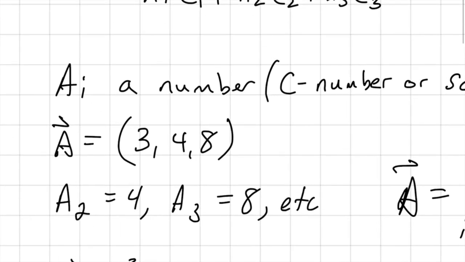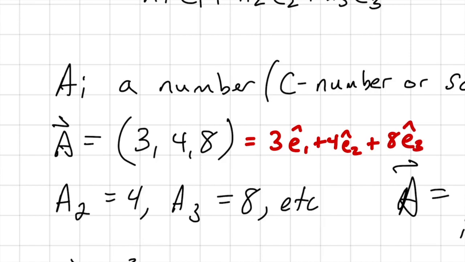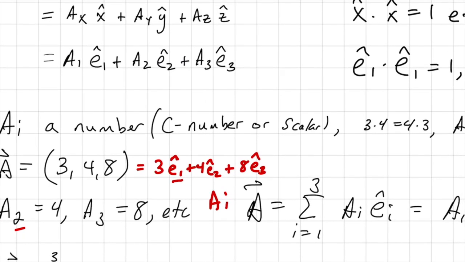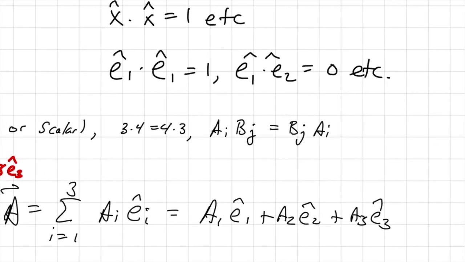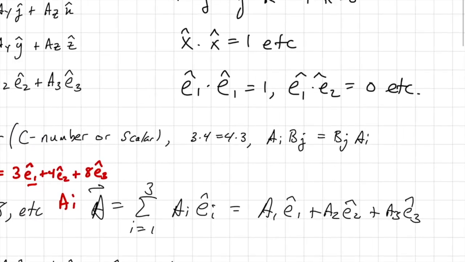All right, so let's imagine you had a particular vector written as 3, 4, and 8. A2 would be 4, A3 would be 8, etc. There's really nothing happening here that's any different. Just for absolute clarity, you could also write this as 3 E1 hat plus 4 E2 hat plus 8 E3 hat. Now, I want to stress that while A2 or A3 or even AI is simply a number, E1 is not a number. That's actually a vector. So that's why we put the little hat on top to remind us. So I could write A in this form here as a sum. So vector A is written as a sum of AI, EI, where if I just write that out explicitly, I get A1, E1, A2, E2, A3, E3, just like we had done here.